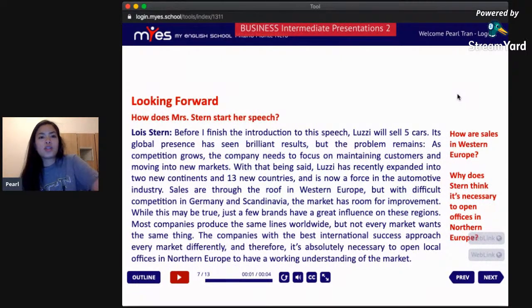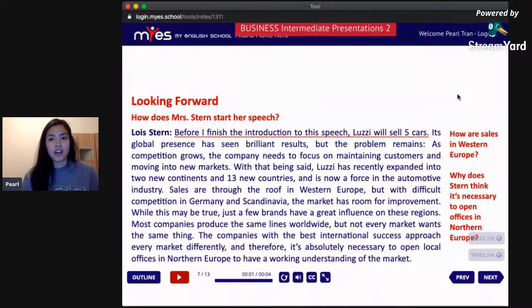Continuing. So how does Miss Stern start her speech? I think that's very obvious. She says, before I finish the introduction to the speech, Lutzi will sell 5 cars. So she already states the goal. Lutzi will sell 5 cars. But she's going to go into detail later.